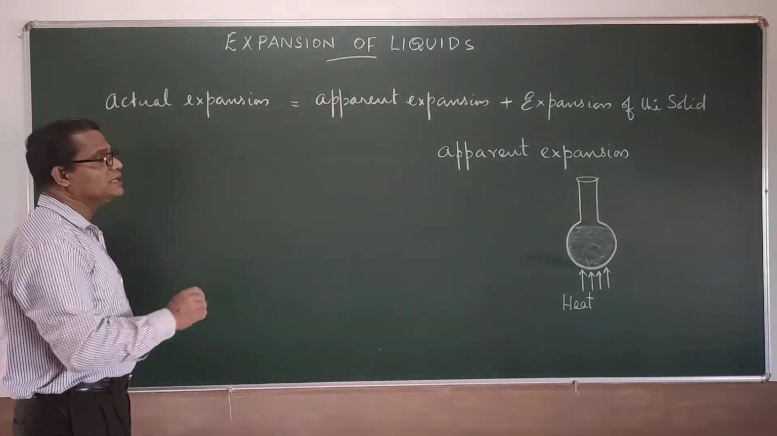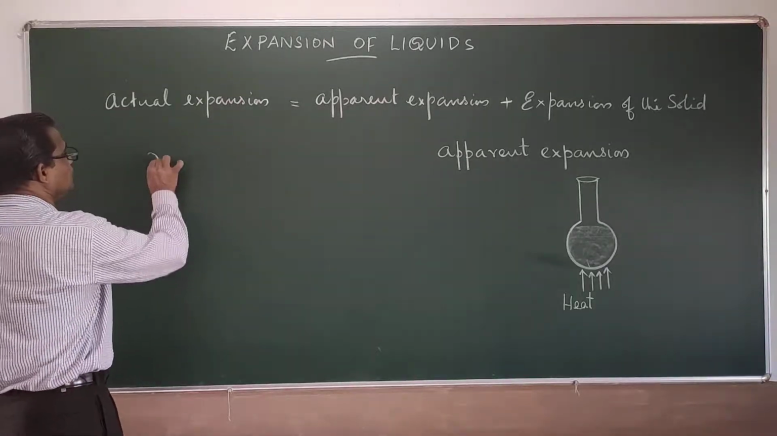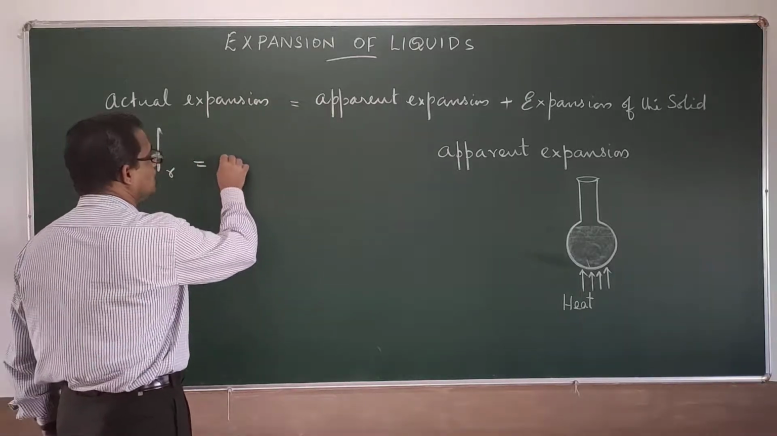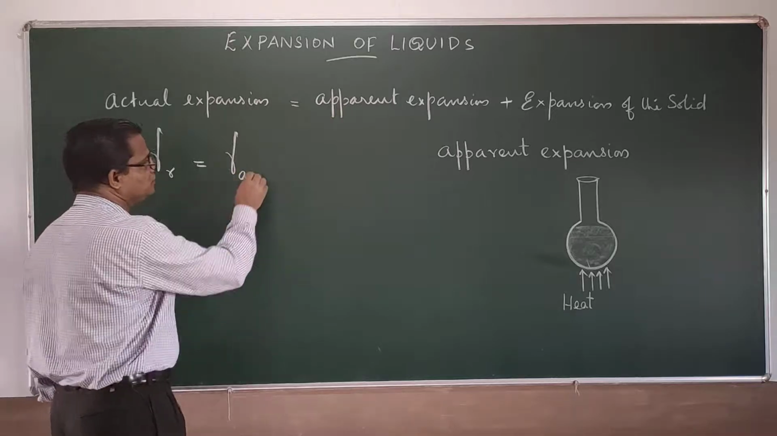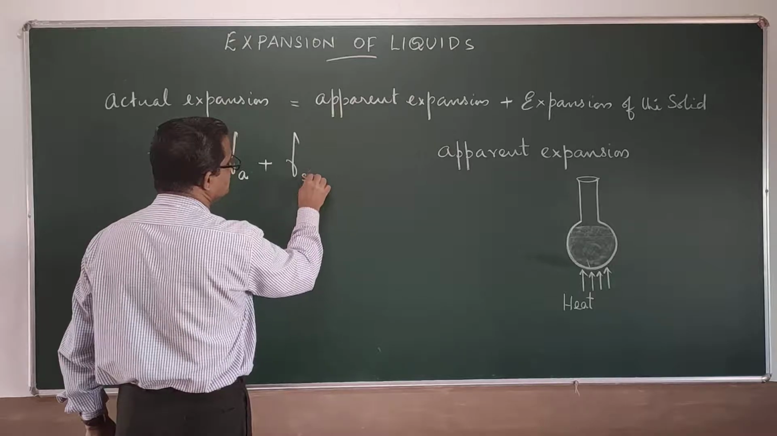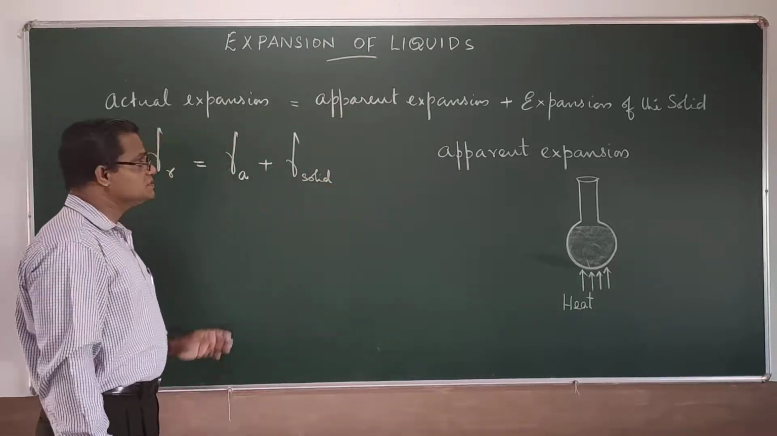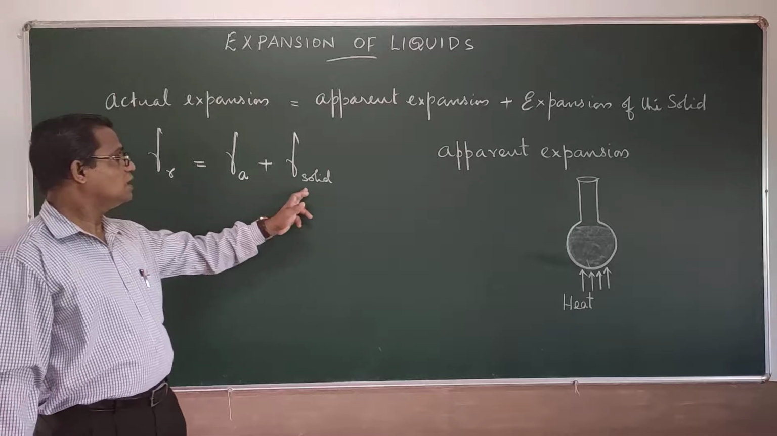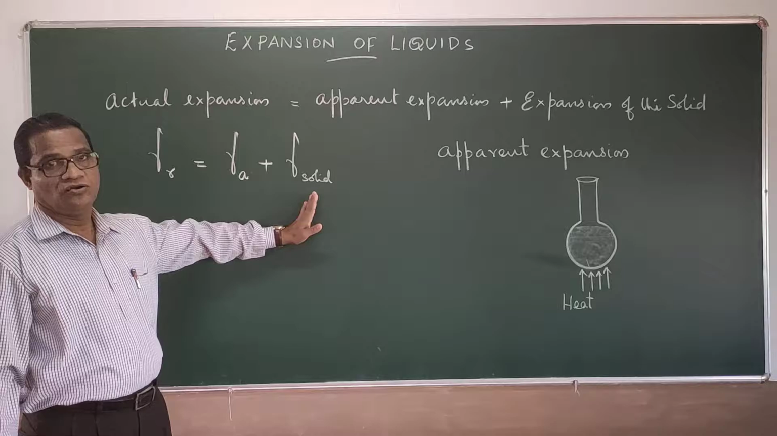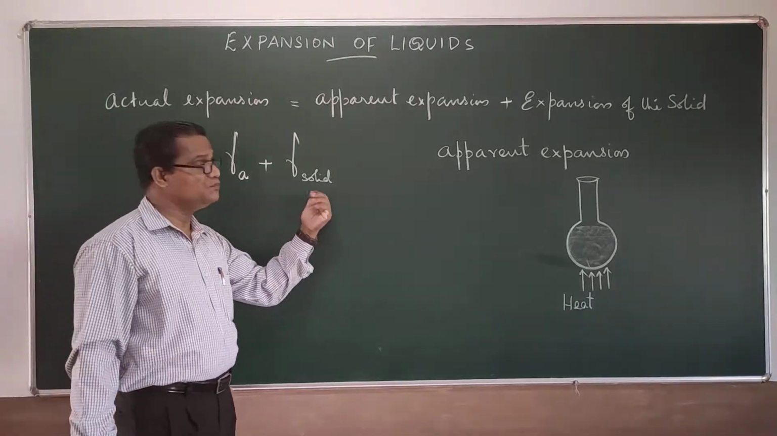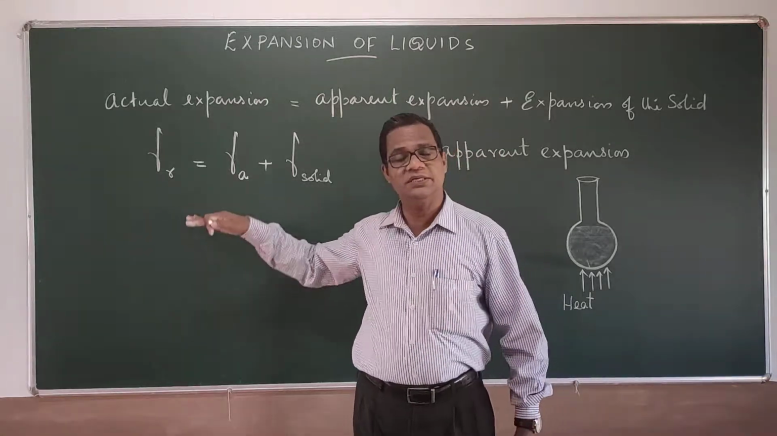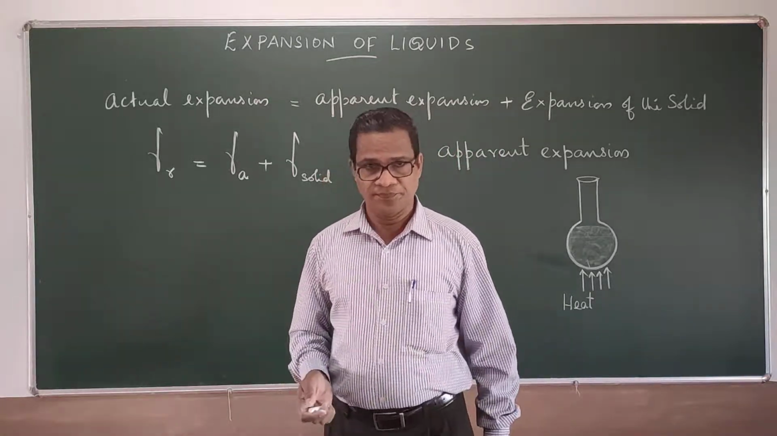So to calculate the real expansion coefficient, the real volume expansion coefficient will be equal to the apparent expansion coefficient plus the coefficient of volume expansion of the solid. So this is the way you are relating the coefficients of volume expansions of a liquid along with the solid in which it is considered. So this is a very important thing in the case of expansion of liquids.